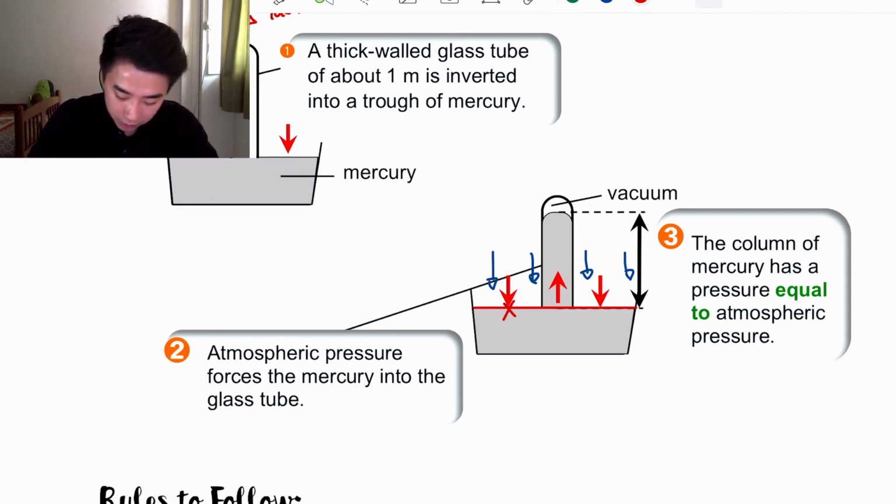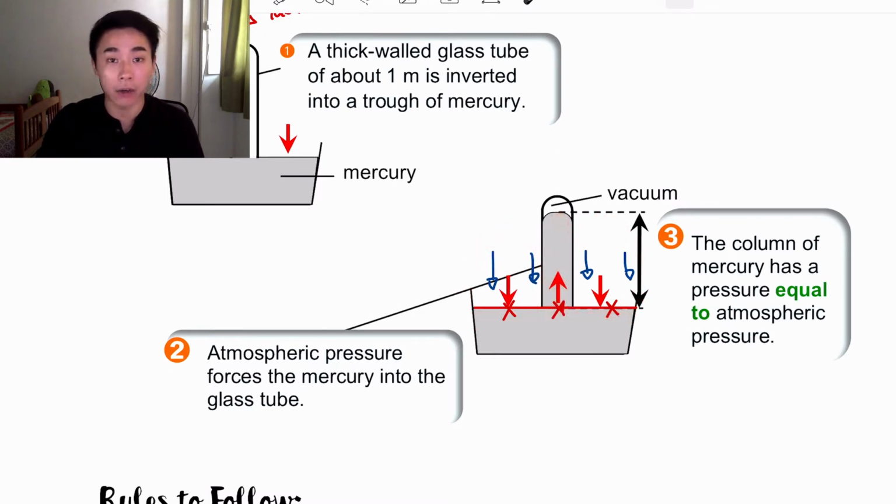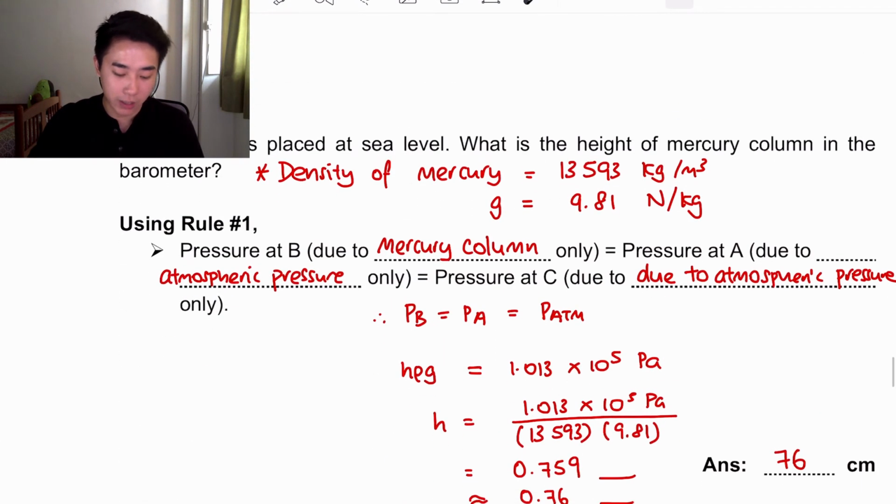So the pressure here must be the same as here and must be the same as here. Now, if the pressure outside here decreases, the pressure experienced by this point will also have to decrease. And the only way for it to decrease is when you have a decrease in the height of the mercury column above. Alright? So let's go to example 1.